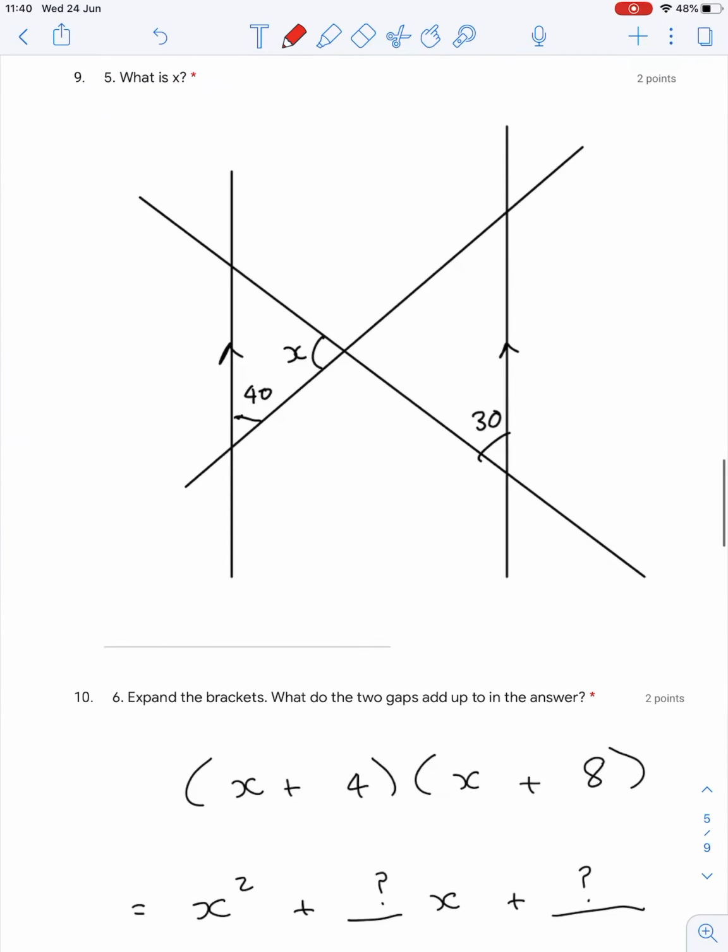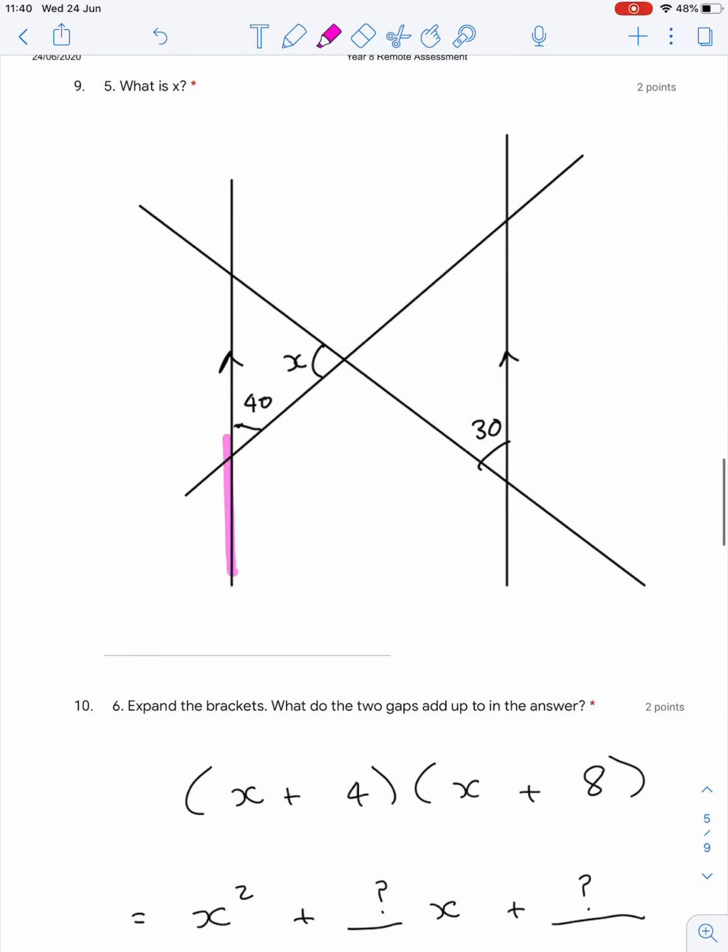Number 5, what is angle X? We've got some parallel lines. So I'm looking for things like alternate angles. So if that's 30, this one up here is also 30. So that's 30. And then X is in a little triangle with 30 and 40. So X must be 110.